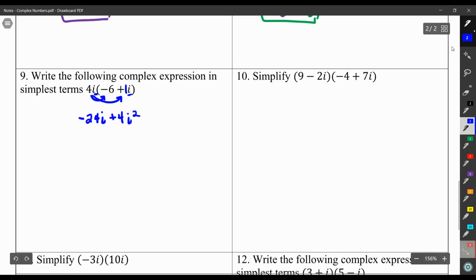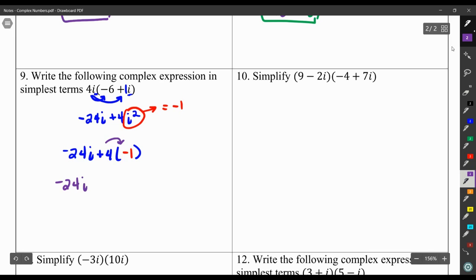Now, just because these both have i's does not mean that you can combine these up. Just like variables, if it doesn't have the same exponent, you cannot add the coefficients. So since this is i squared and this is just an i, these are not like terms. However, what we can do to simplify this is use that definition from earlier. i squared is actually equal to negative 1. So we can take out the i squared and replace it with negative 1, and then keep simplifying. So 4 times negative 1 will make a negative 4.